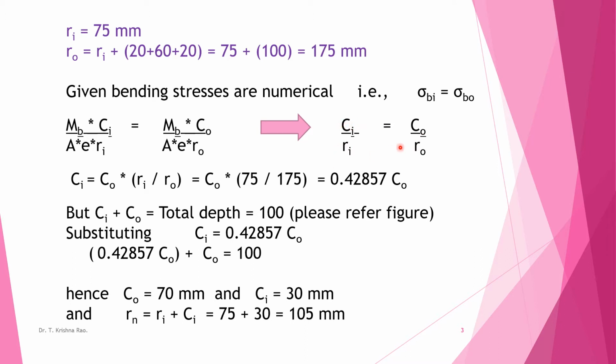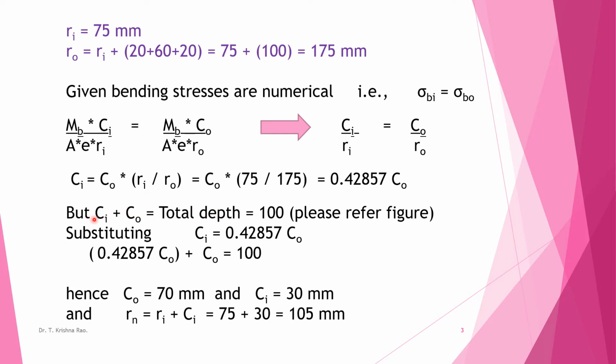We should have Ci by Ri equal to C naught by R naught, because bending moment is same, area same, E is same in both cases. So if we cross multiply, Ci equal to C naught into Ri by R naught. This is what we are going to get. So substitute, Ri is 75, R naught is 175. So we get a decimal value, Ci equal to 0.42857 C naught. This is one condition we have.